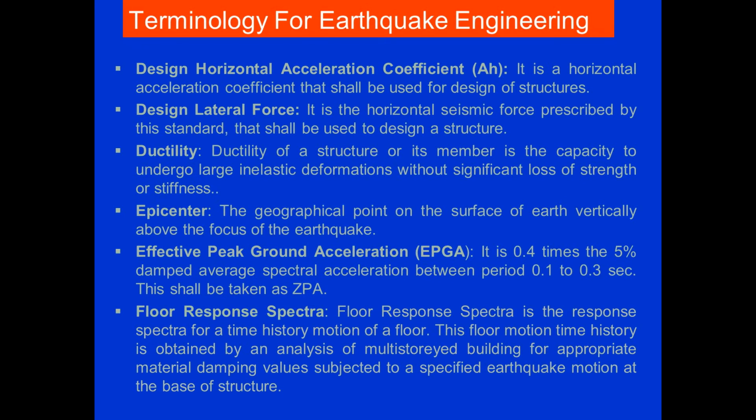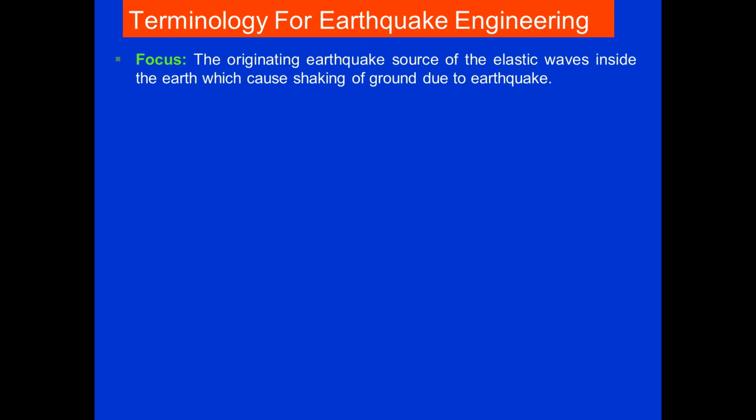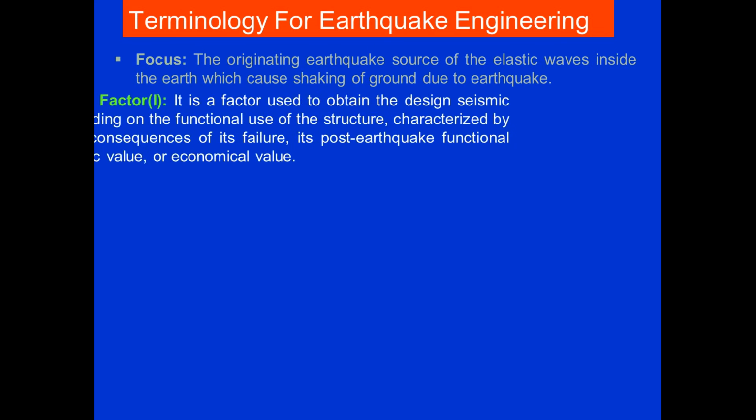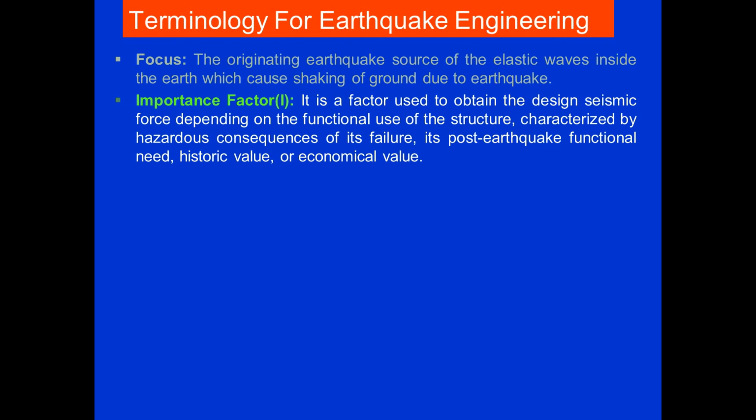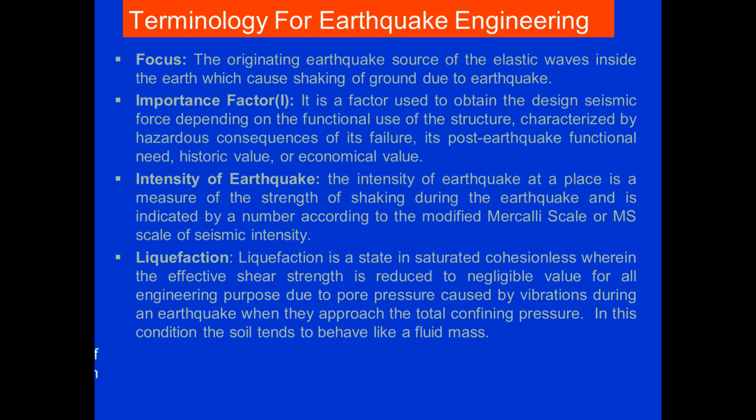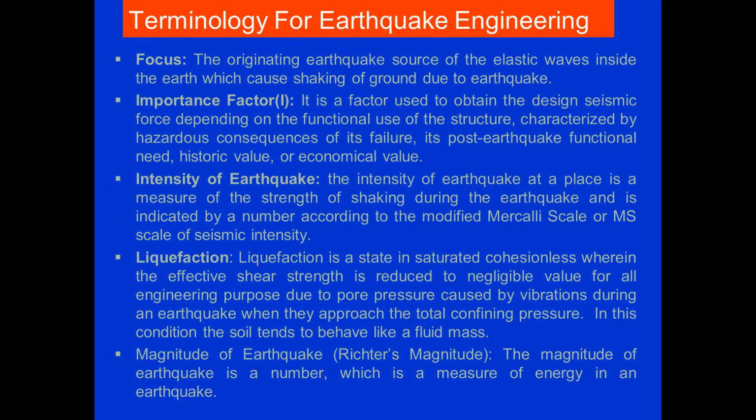Okay, and then next is focus, the originating source of the elastic waves inside the earth which causes the shaking of the ground due to earthquake. Then importance factor is there, this factor is used to obtain the design seismic forces. Okay, and it is characterized by the hazardous consequence of failure, the post earthquake functional needs, the historic value and or the economic value. Then intensity of earthquake is there, liquefaction is there, magnitude of earthquake is there. Okay, so all these terminologies are also applicable in your unit number 1. So you just refer to this as per the reference of IS 1893.